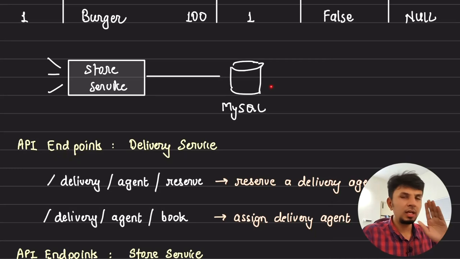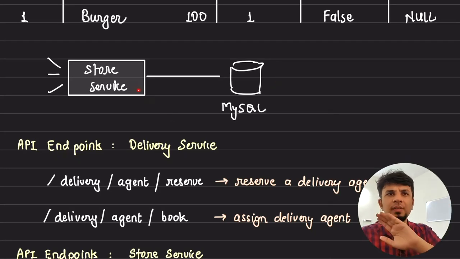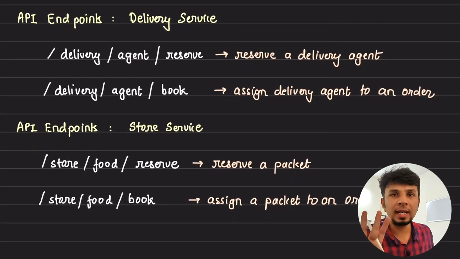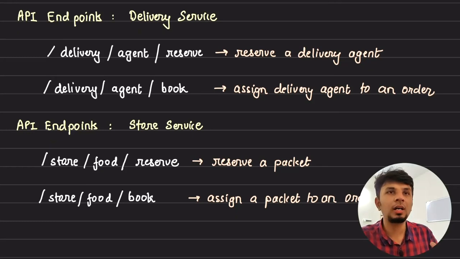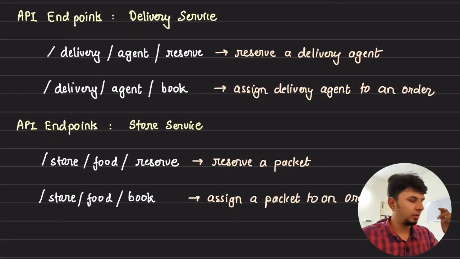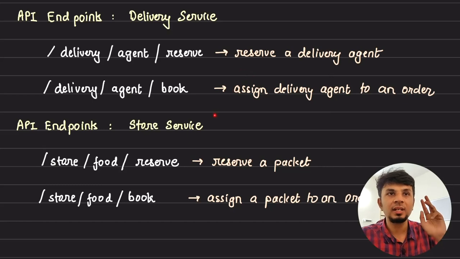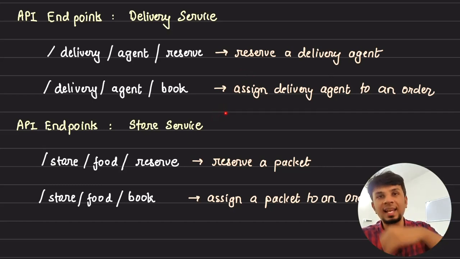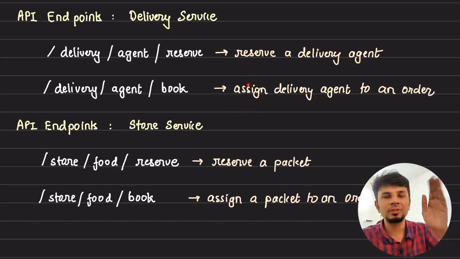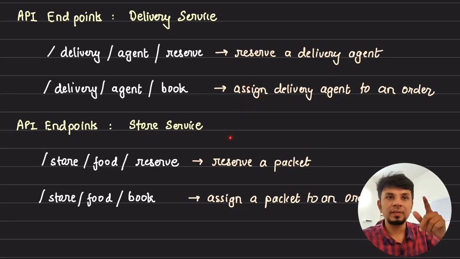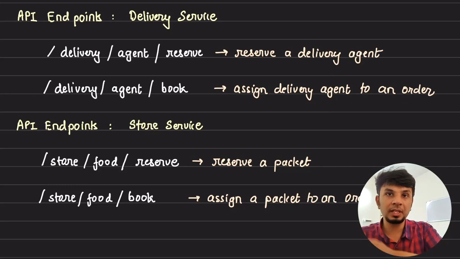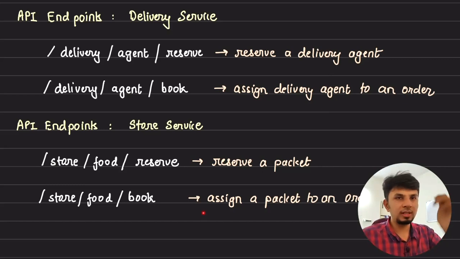Again, similar to delivery service, the flow, the architecture is pretty simple. You'll have store service talking directly to a scaled up version of MySQL to handle everything that you would want. Four APIs that we would be exposing, two on each, delivery service and store service. Delivery service, first API, /delivery/agent/reserve, which would reserve a delivery agent, /delivery/agent/book, which would assign a delivery agent to an order. I should have worked up on nomenclature, but you basically get the gist. And second is store service, whose first API endpoint is /store/food/reserve, which would reserve a packet for a particular food in the store, and /store/food/book, which means it would assign that packet to a particular order.